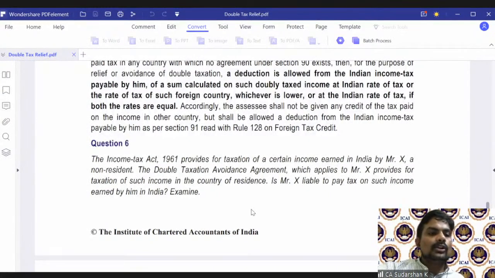So here the question also says that in the double tax agreement which X's home country has entered into with India, income will only be taxed where the country of residence is. So X wants to determine whether he needs to pay tax in India. He need not, because 92 says whichever is beneficial. So he need not pay tax in the source country. It is enough if he pays in the country of residence.